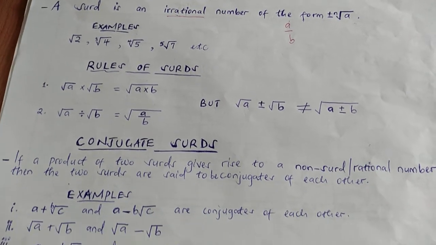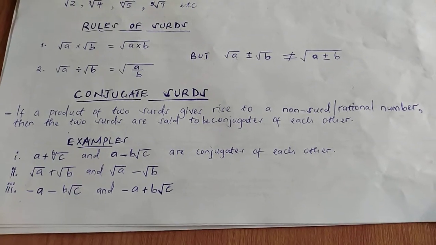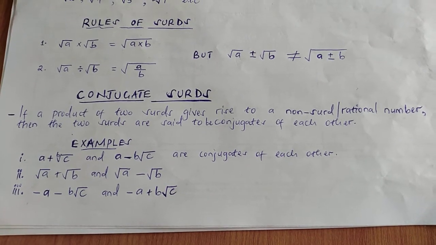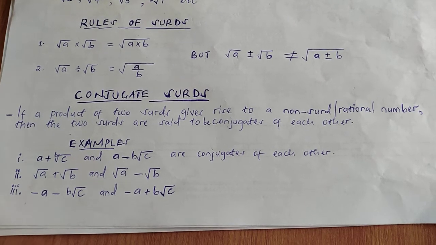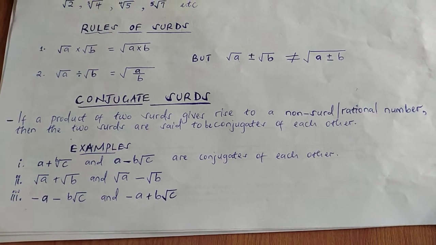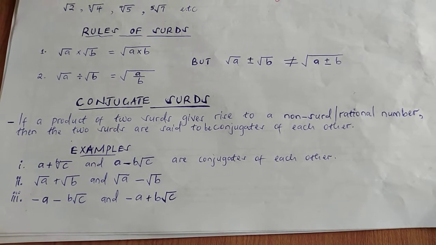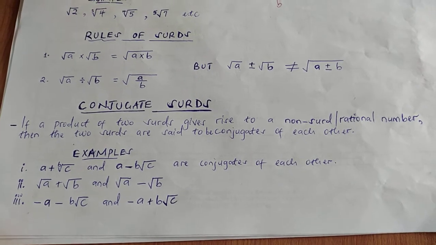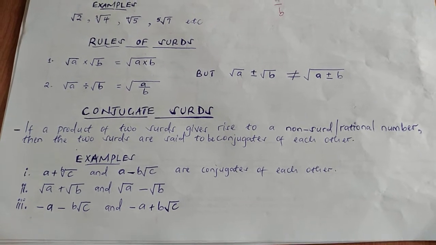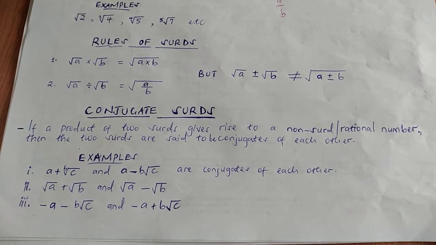Let's go ahead and define what conjugate surds are. And we are saying that if a product of two surds gives rise to a non-surd, or rather a rational number, then the two surds are said to be conjugates of each other. If you take one surd and you multiply that surd by another surd and you get a rational number or a non-surd number, then the two surds are conjugates.